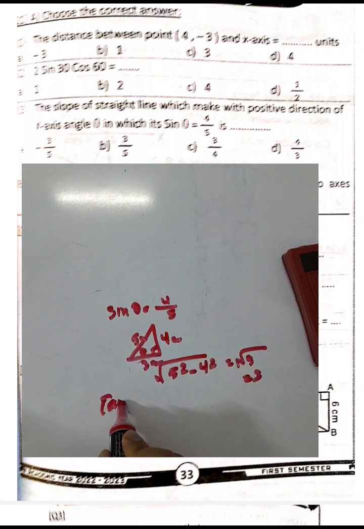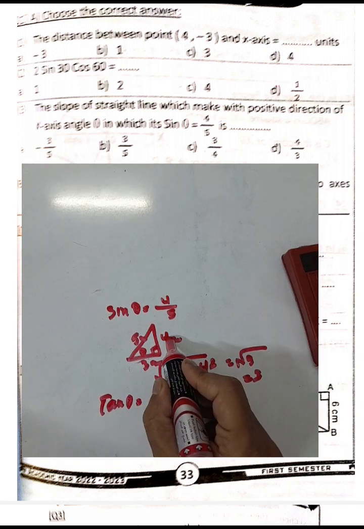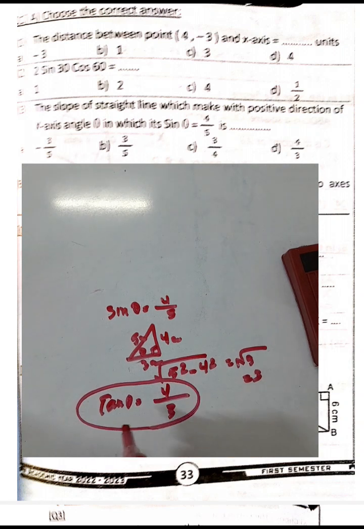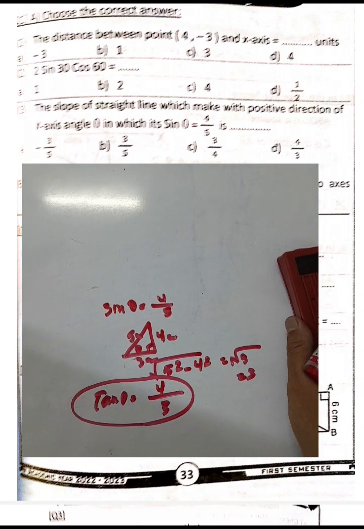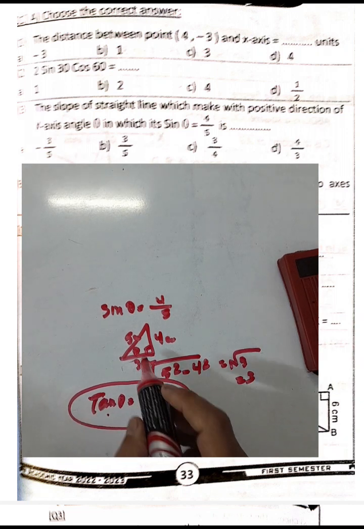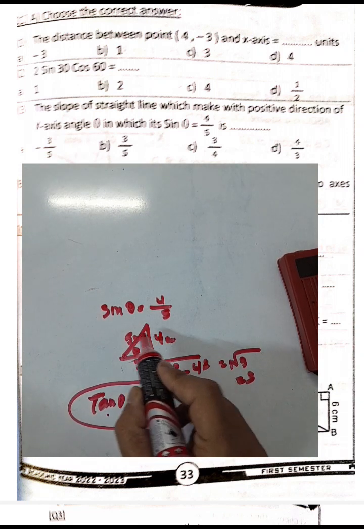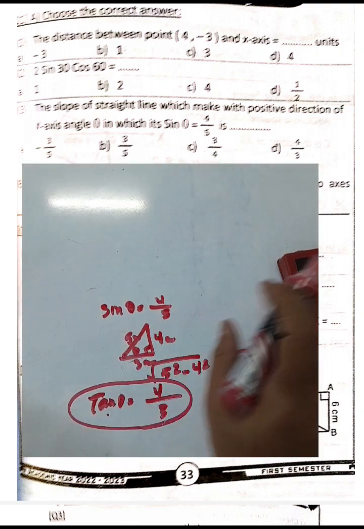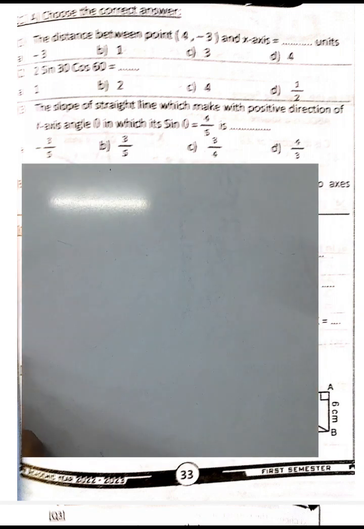Then we can find tan theta, which is opposite over adjacent. The result will be 4 over 3. Because you want to find the slope, and the slope equals tan theta. For this angle, the opposite is 4, the hypotenuse is 5, and the adjacent is 3. Then tan theta is opposite over adjacent, which is 4 over 3.